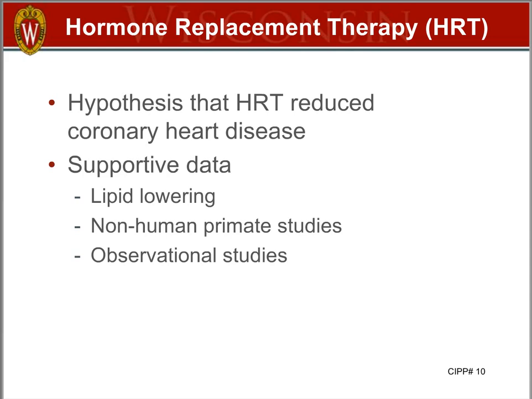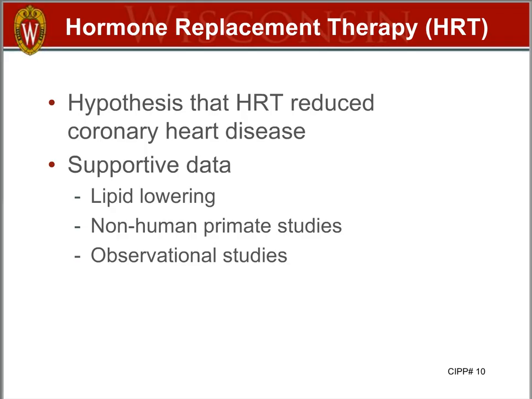The hypothesis was put forward that hormone replacement therapy reduced coronary heart disease. We already knew that it had an effect on osteoporosis, and of course on treating postmenopausal symptoms, but there was supportive data about this coronary heart disease hypothesis. First of all, hormone replacement therapy, estrogen and progestin, lowered lipid values. There were non-human primate studies which verified this. There were observational studies that said women on hormone replacement therapy had a lower incidence of coronary heart disease.